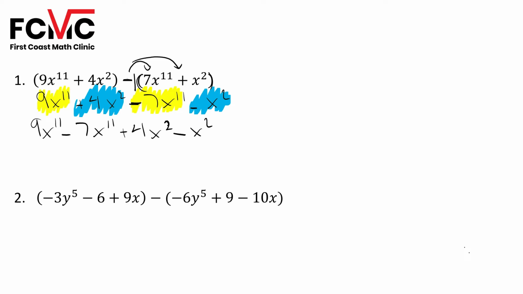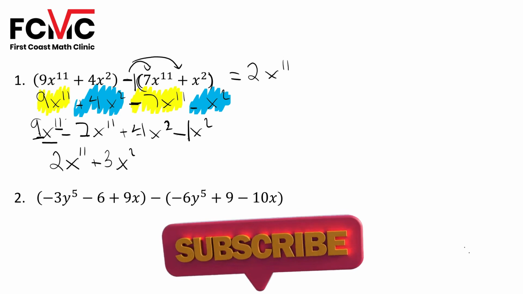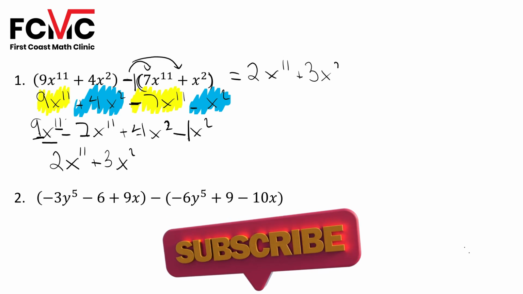So now when we combine our like terms, we want to keep the variable and the exponent. The variable and the exponent are going to stay as they are because we're adding and subtracting. So it's going to stay x to the 11th. The only thing that's going to change are the coefficients. So this is 9 minus 7, which is going to give us 2. And here 4x to the second minus 1x to the second. So that x to the second is going to stay the same, but we have 4 minus 1, which is going to give us a positive 3. So number one, our answer is 2x to the 11th plus 3x squared.